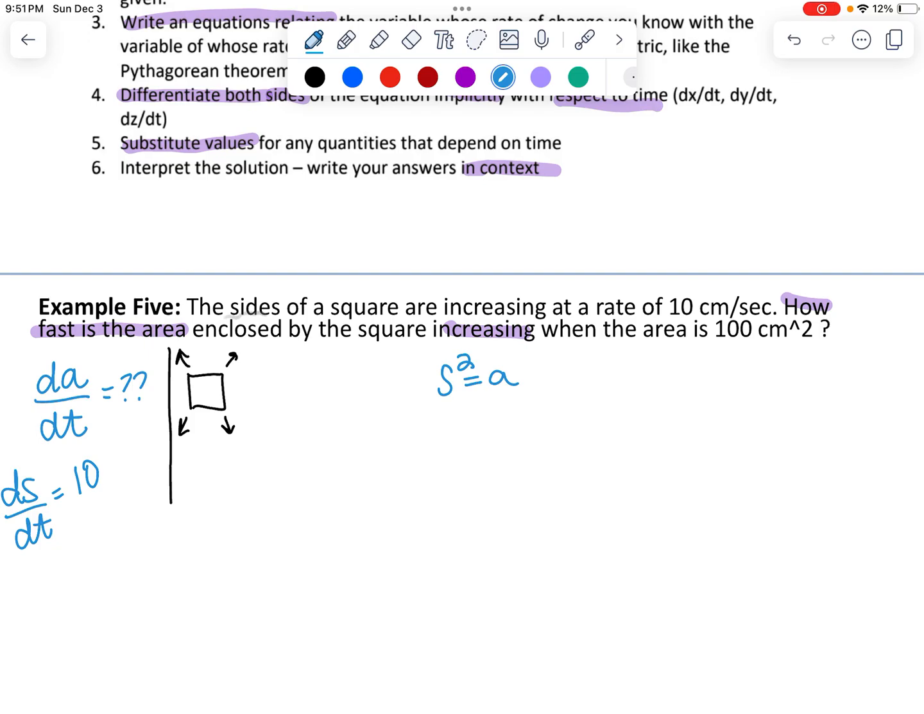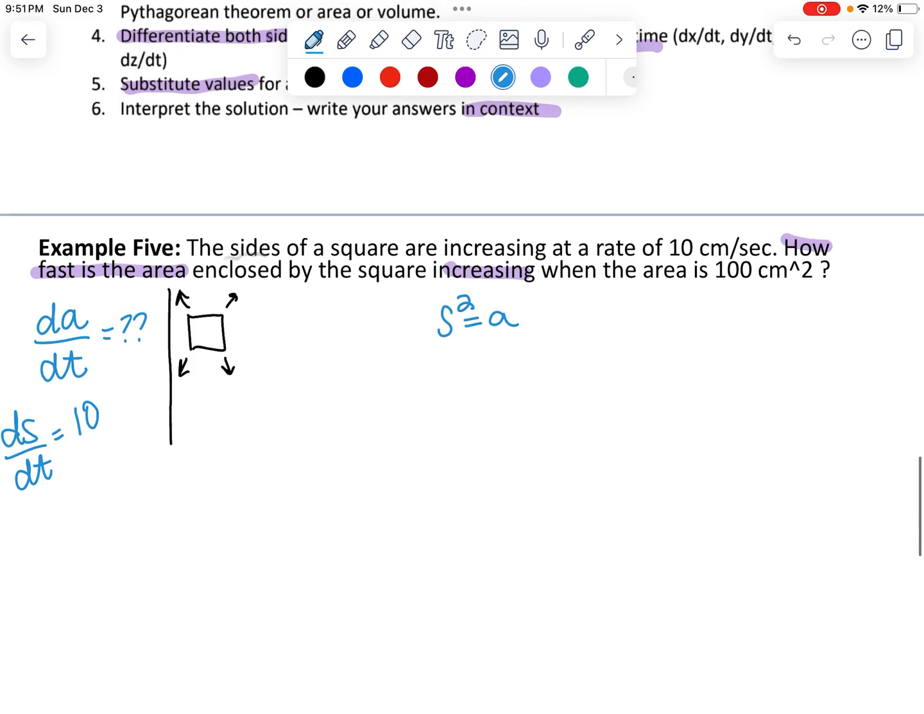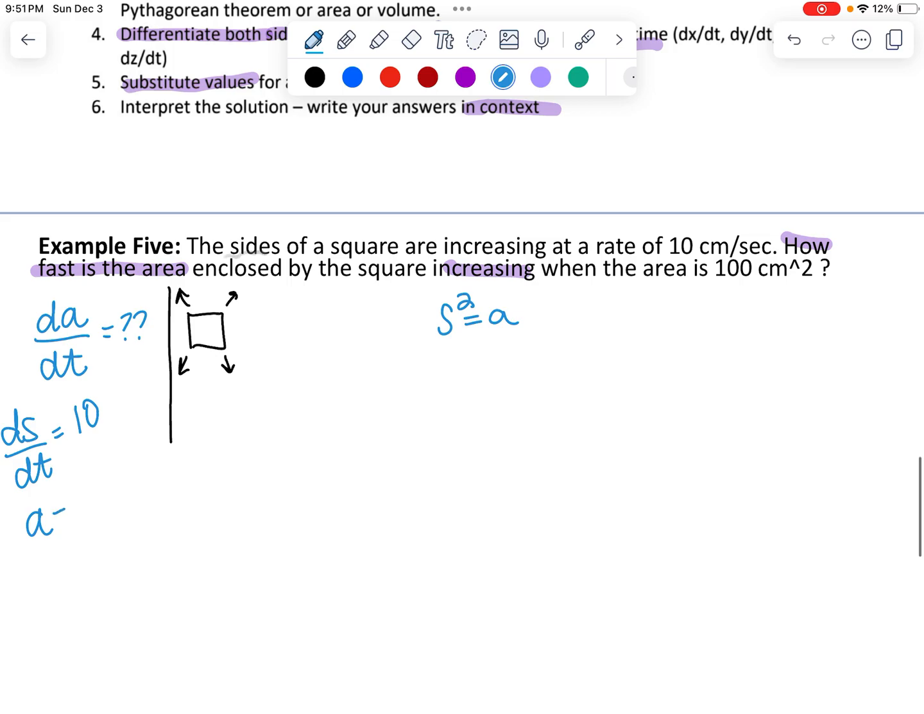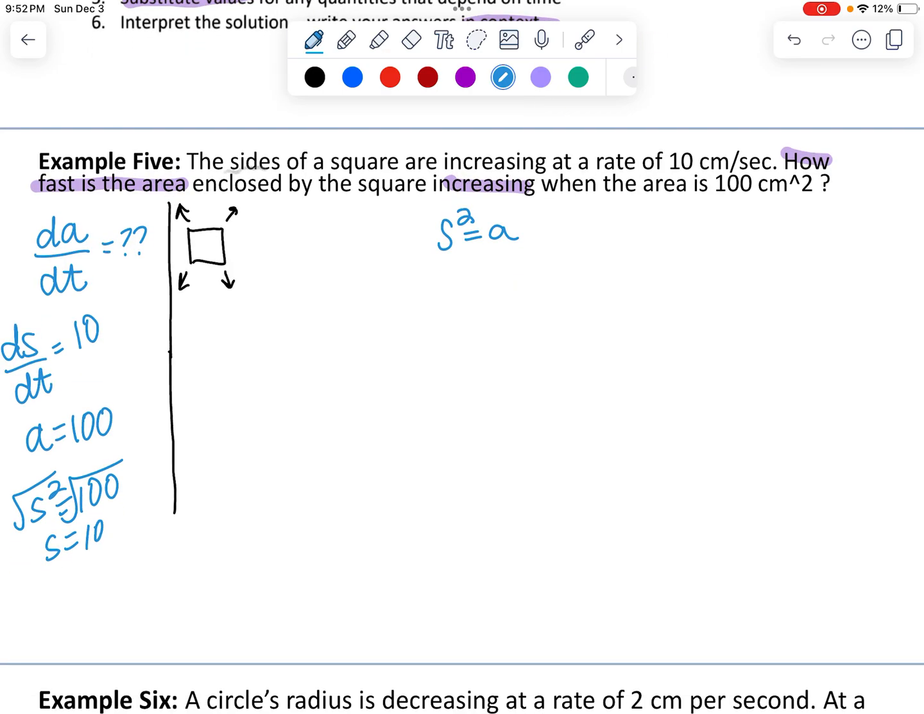And then it says how fast is the area enclosed by the square increasing, so that's what we don't know. But then it says when the area is 100 centimeters squared. We don't know if we necessarily need this information yet, but if the area of the square is 100, then I'll do it over here to the side: if I take the square root of both sides, the side length is 10. So we also know that the side length is 10.